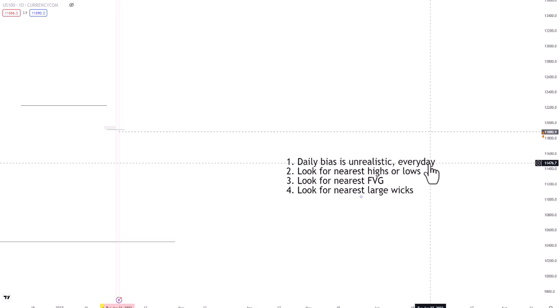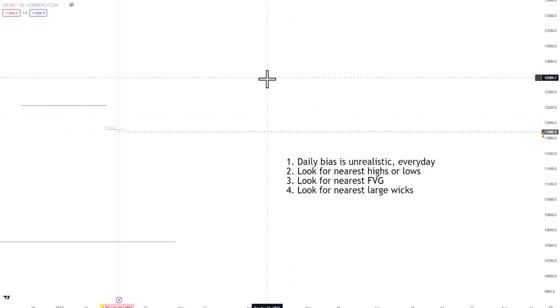All right. Next thing you should be doing is look for nearest highs or lows. This is very important. Looking for your nearest high: which high is price likely to run into, or which low is price likely to run into, and which high or low is it coming from? That's one of the things you should really understand.